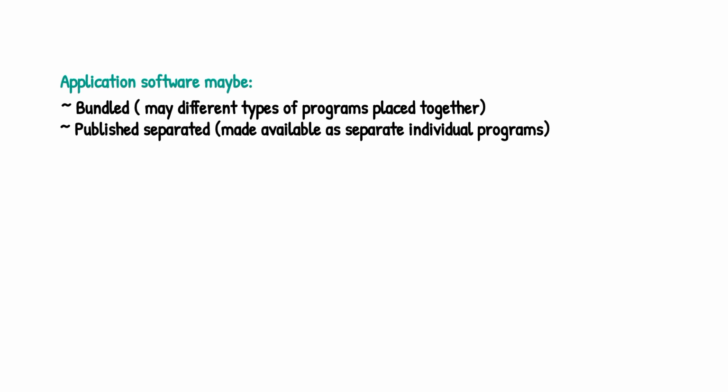If you look at a few bundled application softwares, you can look at the Microsoft Office package. Once you install the Microsoft Office package on your PC, what you notice is that it will have Microsoft Word, it will have Microsoft Excel, it will have Microsoft Access, just to mention a few. So that one is more like a bundle. And then the published separately application softwares are those which just come as one individual software.